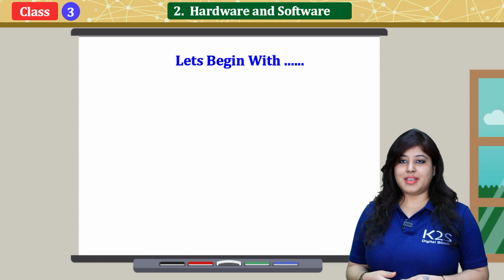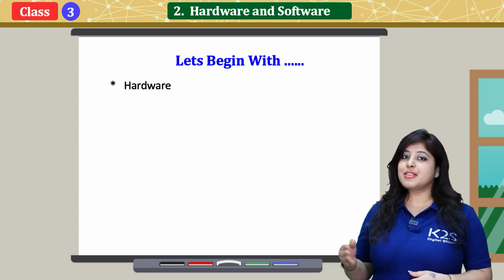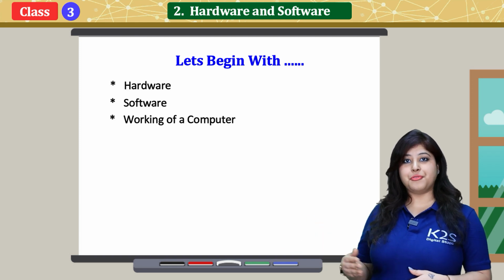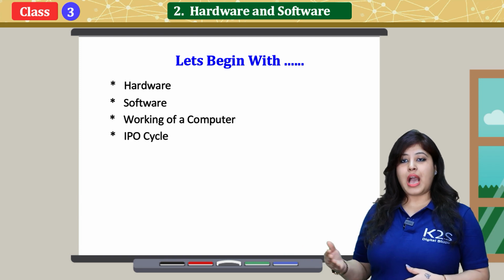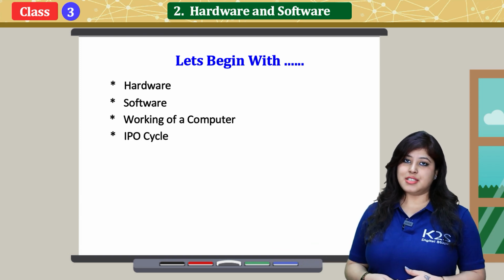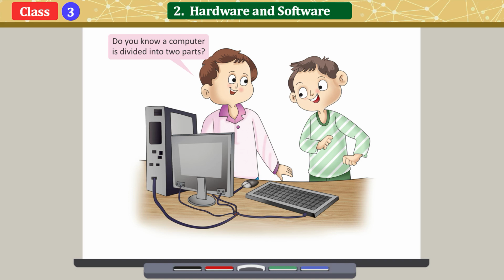Let's begin with hardware, software, working of a computer, IPO cycle. Let's just start the chapter. Do you know a computer is divided into two parts? Which are they? They are hardware and software.